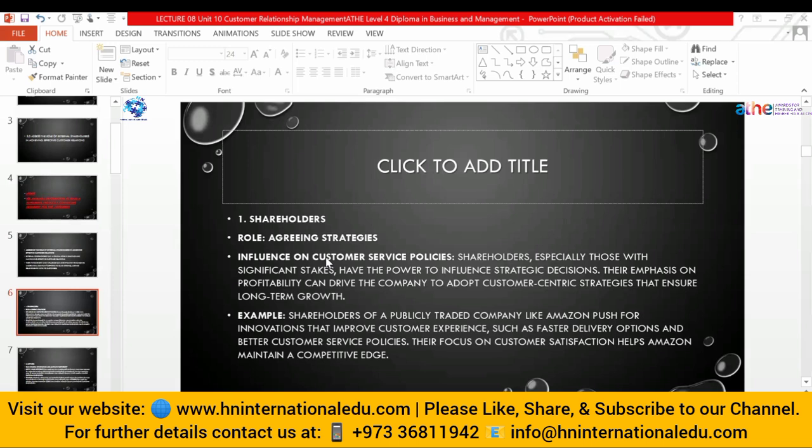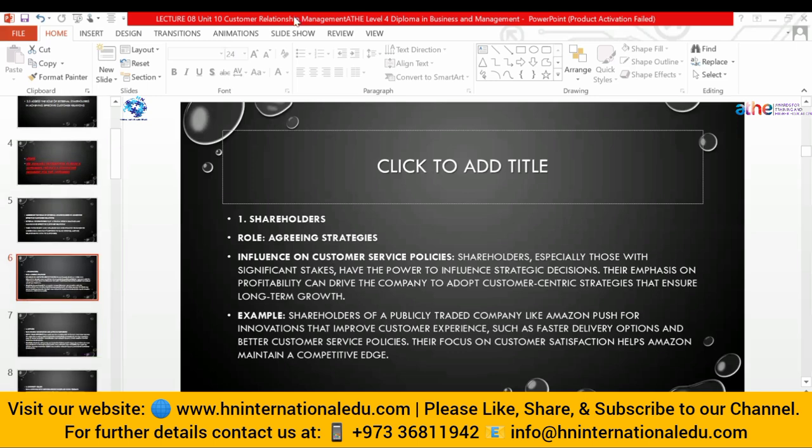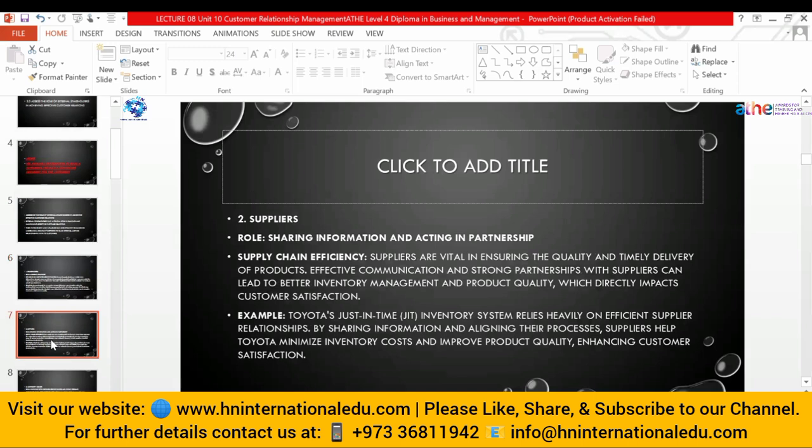For example, shareholders of a publicly traded company like the MNC Amazon push for innovations that improve customer experience, such as faster delivery options and better customer service policies. Their focus on customer satisfaction helps Amazon maintain a competitive edge. Why? Because this organization is offering faster delivery options. The one is the ordinary delivery option, which gives you delivery after months and weeks. But if it's an emergency, we can get it in a day or two as well. Again, if you find any problem, Rosanna, you may stop me between the lecture. I'm just giving it now.